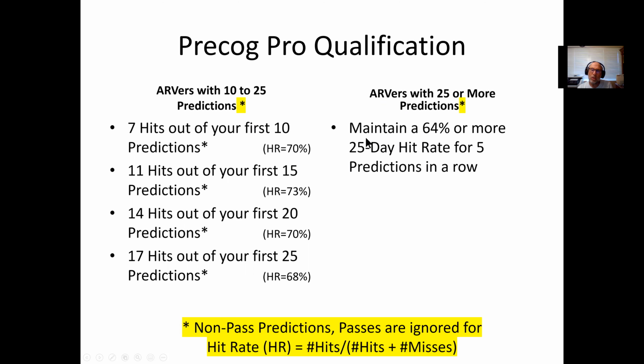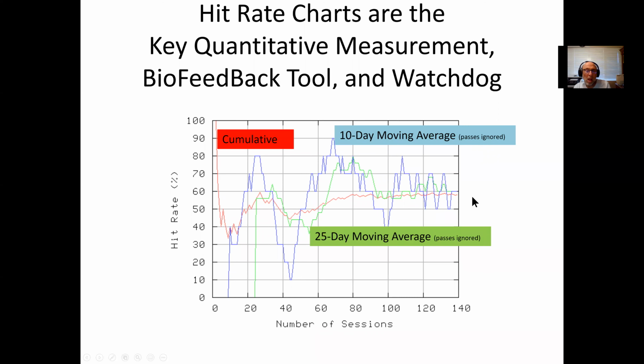Here, what you have to do is maintain a 64% or more 25-day hit rate for 5 predictions in a row. We are looking for consistency. And so this is the way, at least in terms of qualifying, we do that. So 64% for 5 predictions in a row. Okay, let's go back to this one. And this person, 10-day, didn't make it.